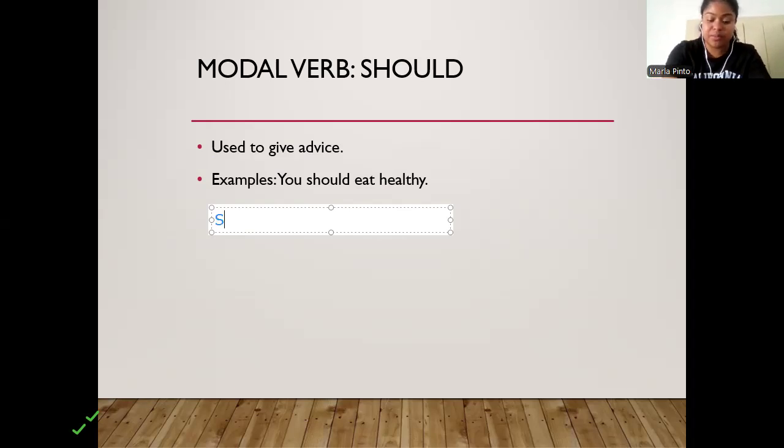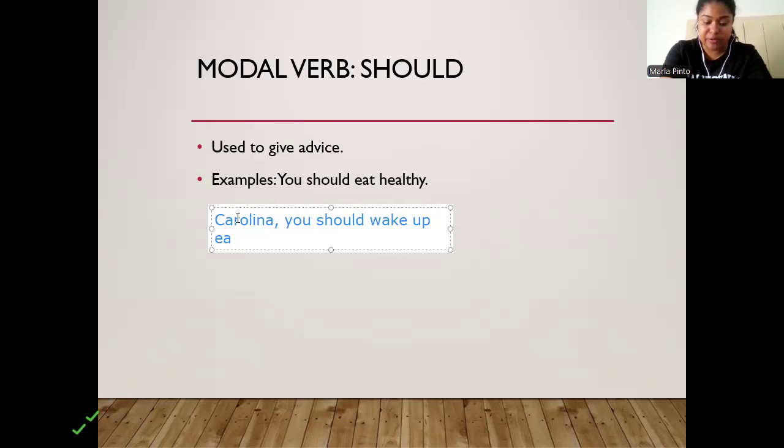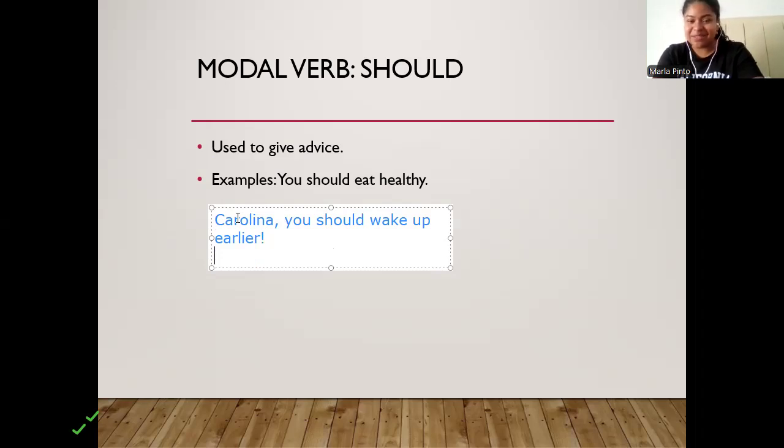But for example, "Carolina, you should wake up earlier." Hey Carolina, you should wake up earlier. Yeah, it sounds like sarcasm in this context, but no, it's just an advice. Don't take it personally.